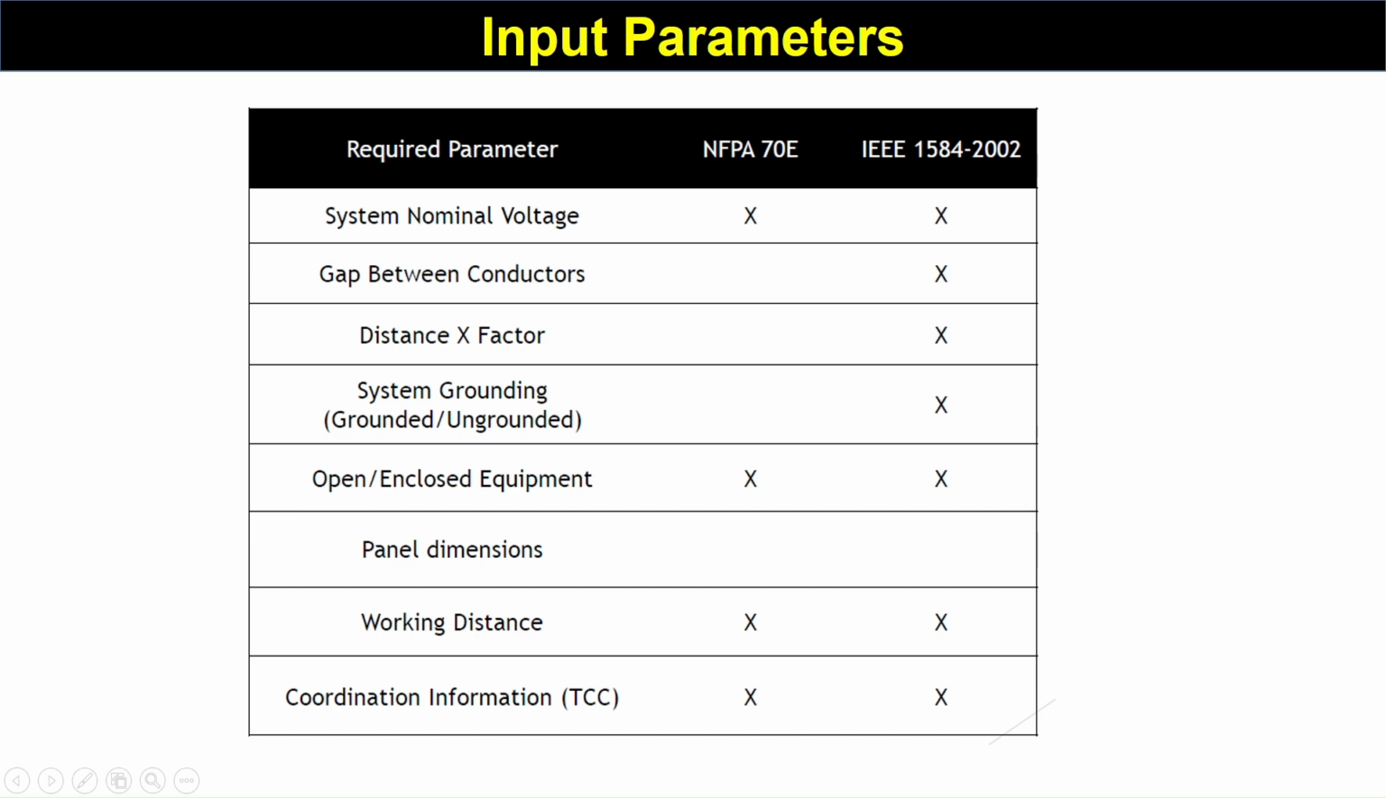What are the inputs required to calculate the arc flash? In NFPA we need a system voltage, and in IEEE I also need a system voltage.